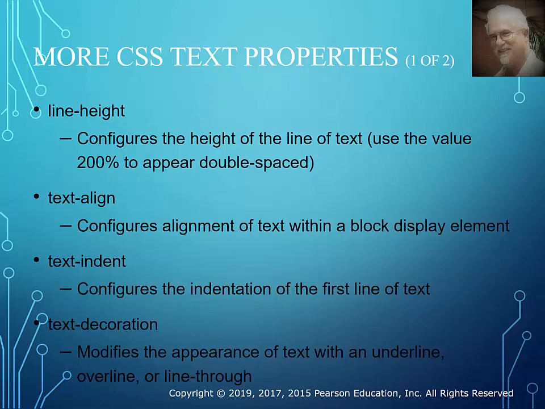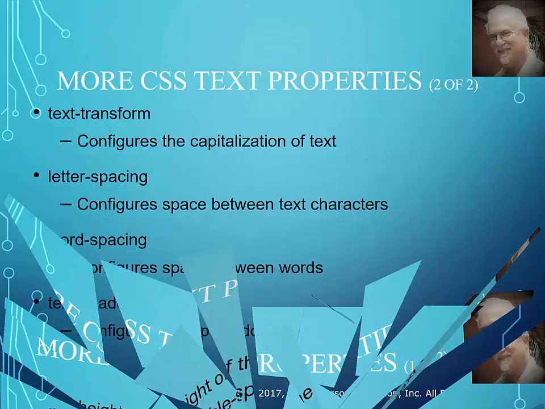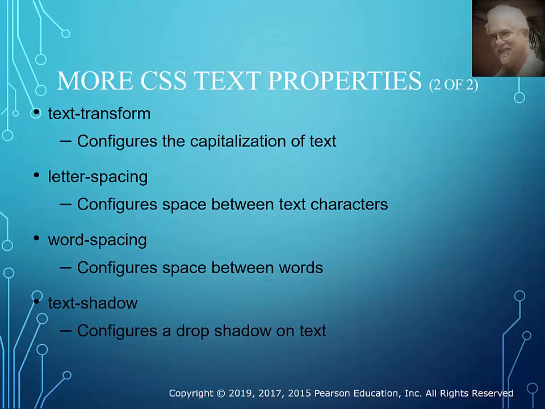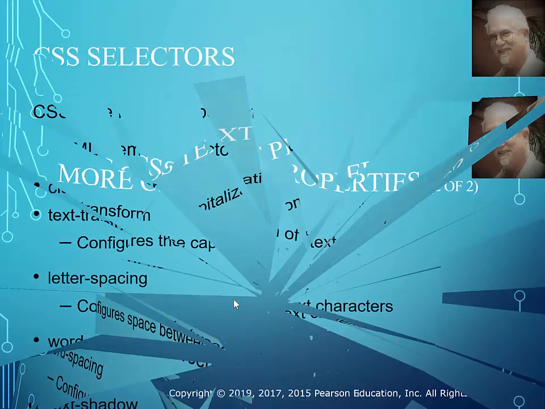You can do things like control the line height of the element. 200% equals basically double space. Text align, text decoration, text transformation, letter spacing, word spacing, text shadow, very cool. Get used to text shadow, get familiar with that. It's very useful, looks very nice, and it's not too hard to do.